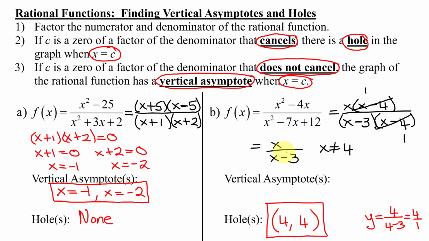And did I have a factor left in the denominator after I simplified it? Yes. That is going to give me a vertical asymptote. And the vertical asymptote is going to be when x minus 3 equals 0. So adding 3 to both sides, I get x equals 3. So that's the equation of the vertical asymptote for this function.